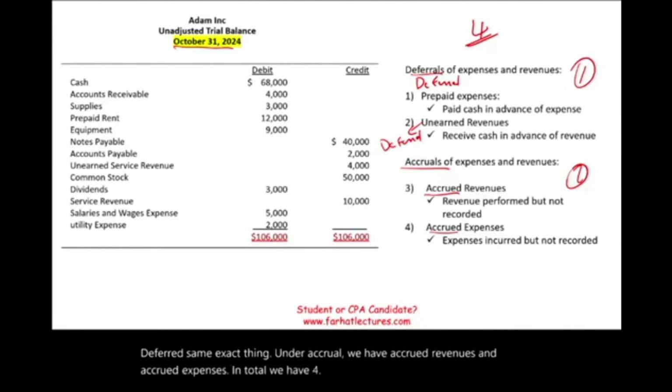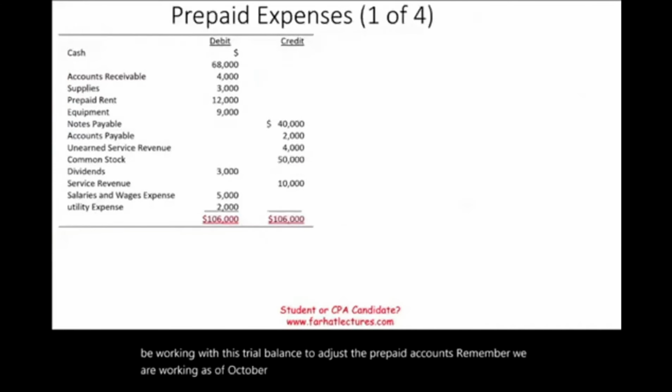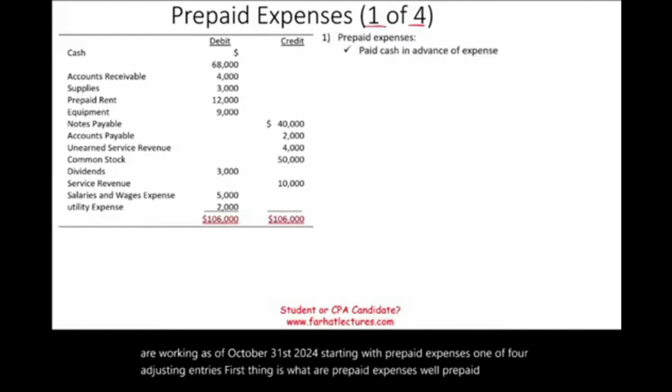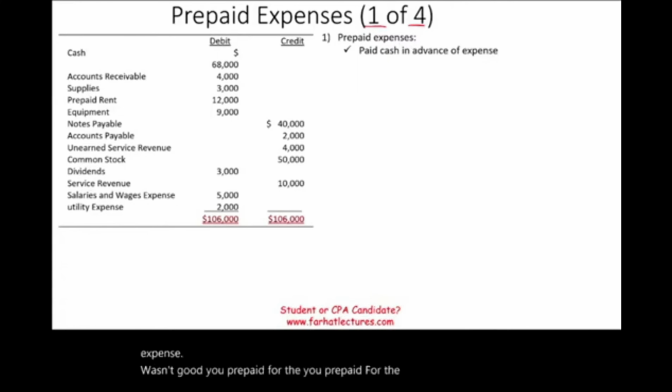If you know anything about me, once we have a list of items, I'm going to go over each item separately, starting with prepaid expenses. I'm going to be working with this trial balance to adjust the prepaid accounts. Remember, we are working as of October 31st, 2024, starting with prepaid expenses, 1 of 4 adjusting entries. First thing is, what are prepaid expenses? Prepaid expenses are any time you pay cash in advance of the expense. So before the expense was incurred, you prepaid for the expense, and that prepaid will benefit future periods.